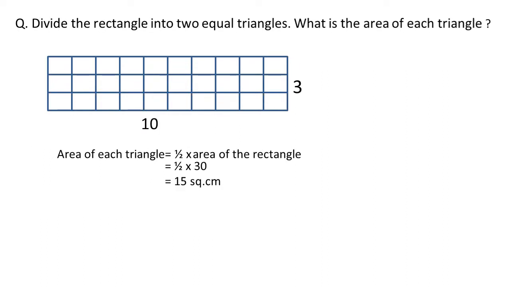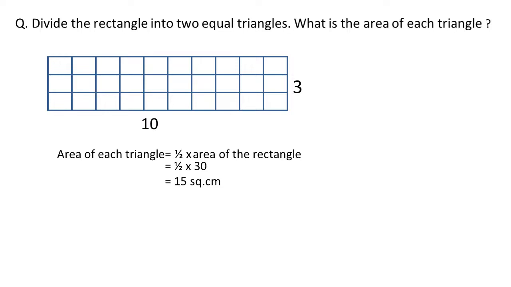Okay, now here is a question. Divide the rectangle into two equal triangles. Okay, what is the area of each triangle? Here you can see one rectangle, and we have to divide this rectangle into two equal triangles. So how are we going to do it? Yes, you guessed it right. In the previous example, the way we did it, we are going to repeat the same in this rectangle too.